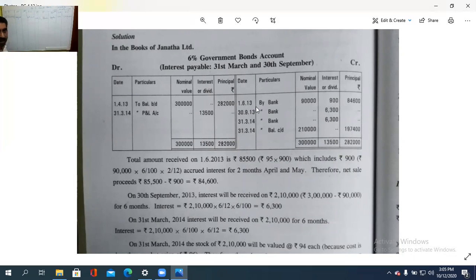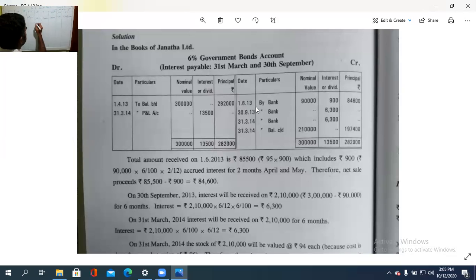So 90,000 into 6% into 2 months. This happened on 1/4, and this interest is on 1/6, isn't it? So 1/4, 1/5, 2 months interest is to be calculated. That is how much? 90,000 into 6/100 into 2/12 is 900. That 900 is included in the 85,500. So what is the net amount? 84,600 is the principal value.